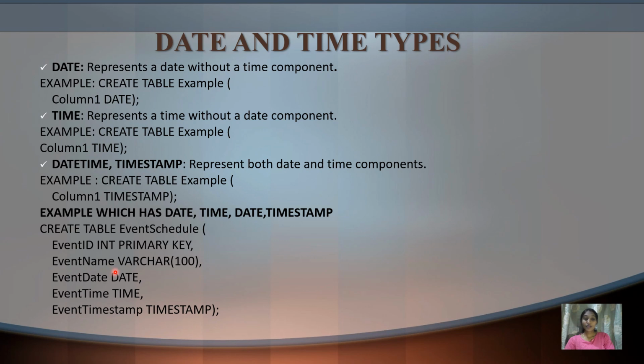Event name, we are specifying it with the variable string. So we give varchar. Event date, we are specifying it with only the date component. So we give a data type called date. Event time, we are entering values for only a time without a date component here. So we give it as a time data type. And now event timestamp, that is timestamp. Event timestamp includes both date and time, so we specify it with the data type called timestamp.